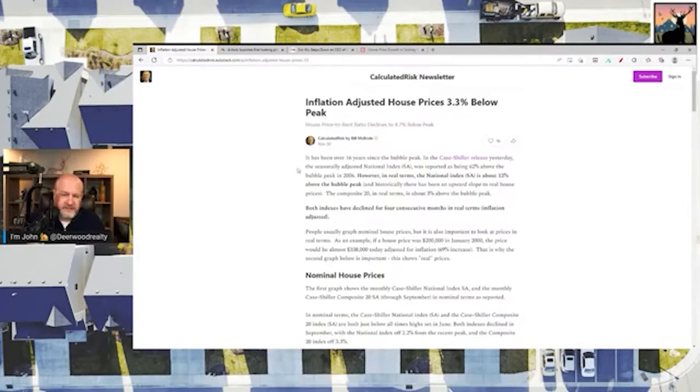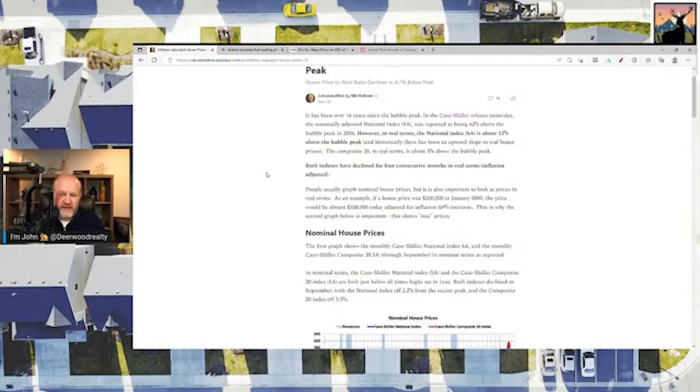In the Case-Shiller release yesterday, this was the 30th, so the 29th, the seasonally adjusted national index was reported as being 62% above the bubble peak in 2006. However, in real terms, the national index is about 12% above the bubble peak, and historically there has been an upward slope to real house prices. The Composite 20 in real terms is about 3% above the bubble peak. Both indexes have declined for 4 consecutive months in real terms.